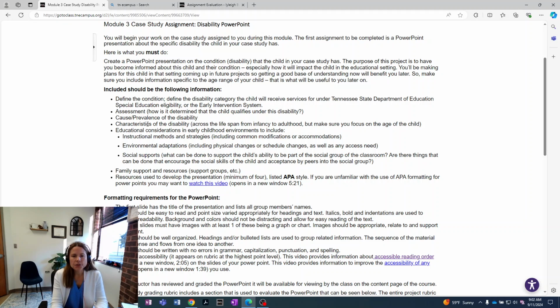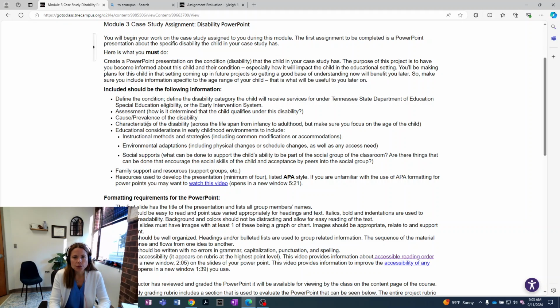And then we move into educational considerations. So this would be things like, are you going to have to accommodate them, and in what ways? Are you making modifications? Then you're going to look at your physical changes, your environment. Okay, so do they have access to move around the room? So these are any physical changes that you will be thinking about.